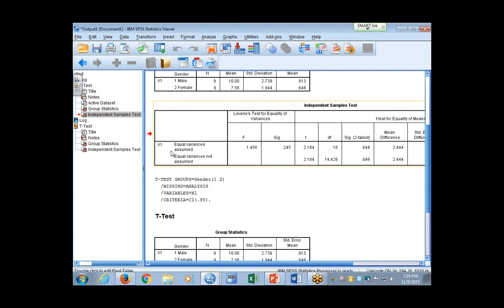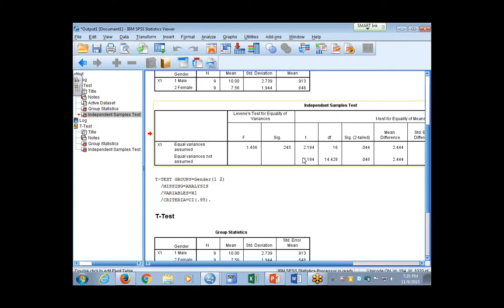What does that mean? That means we stick with the top row, which is based on a pooled standard deviation, equal variances and a pooled standard deviation. Had this been less than 0.05, what would we do instead? We would not assume equal variances. We'd use the bottom row. And the bottom row in this particular case turns out to be not very different than the top row. The only thing that's really different here is the degrees of freedom.